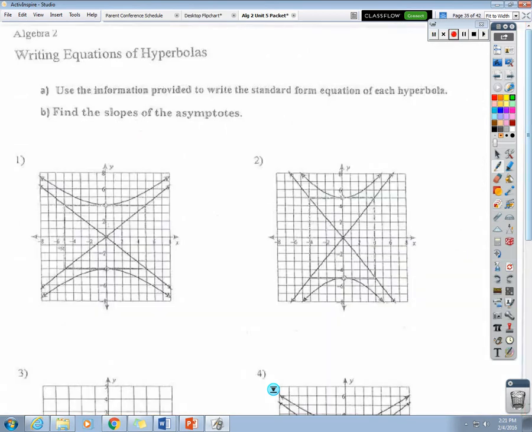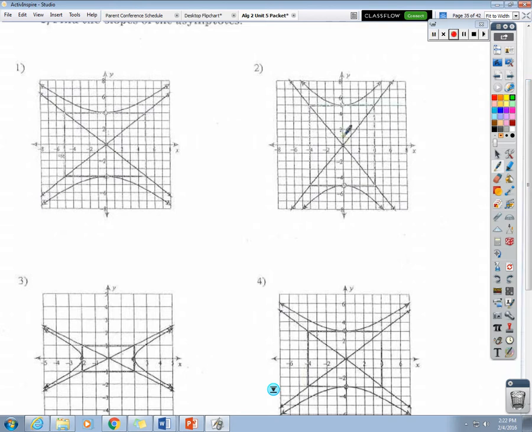All right, number 1. Is it horizontal or vertical? Vertical. Look, it's opening up and down, so vertical. And vertical makes you think of which axis? The y-axis. So we're going to start with the equation that starts with y squared over a squared minus x squared over b squared equals 1.